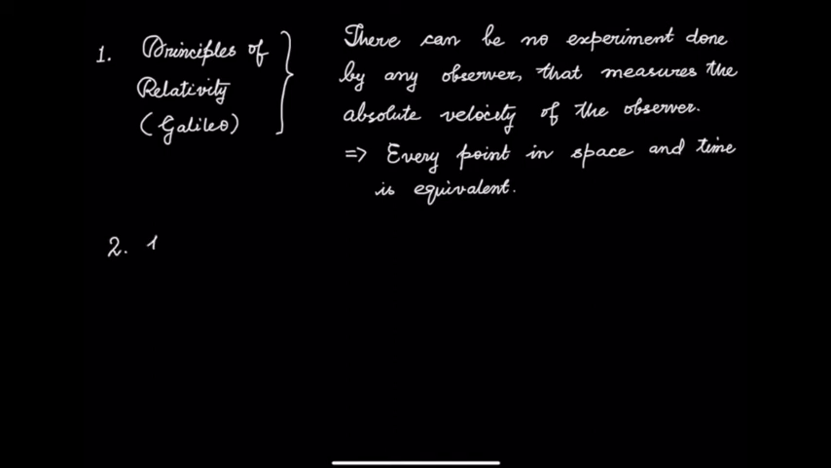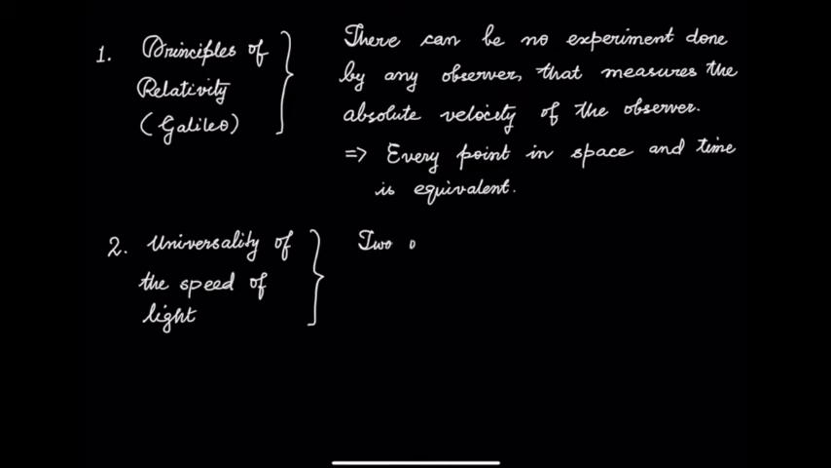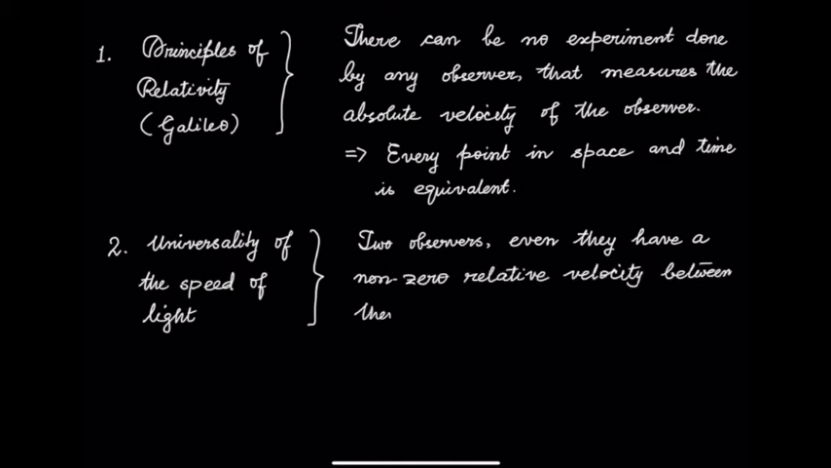The second postulate is the universality of the speed of light. This is something which actually was contributed by Einstein. Two observers, even if they have a non-zero relative velocity between them, will measure the same speed for light ray travel. For light rays, say.